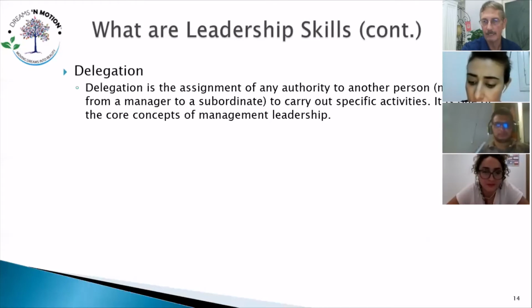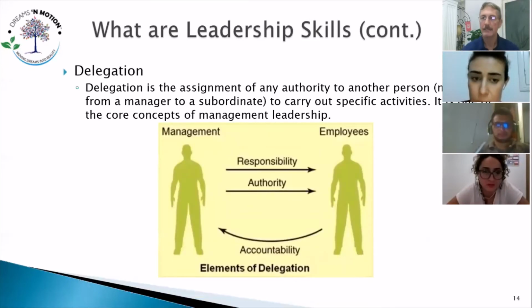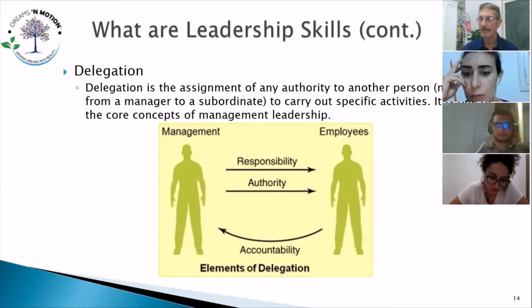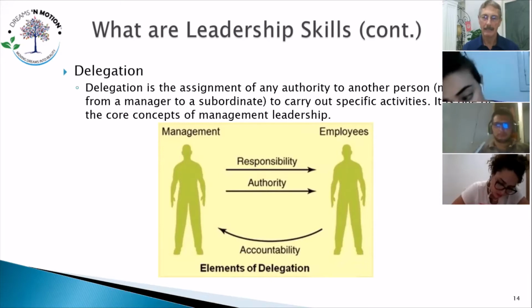So the first one is delegation. Basically, delegation is when we assign authority to another person to carry out specific activities. Now, what people don't always understand is that you cannot delegate accountability. You can only delegate responsibility and authority. You cannot delegate accountability.